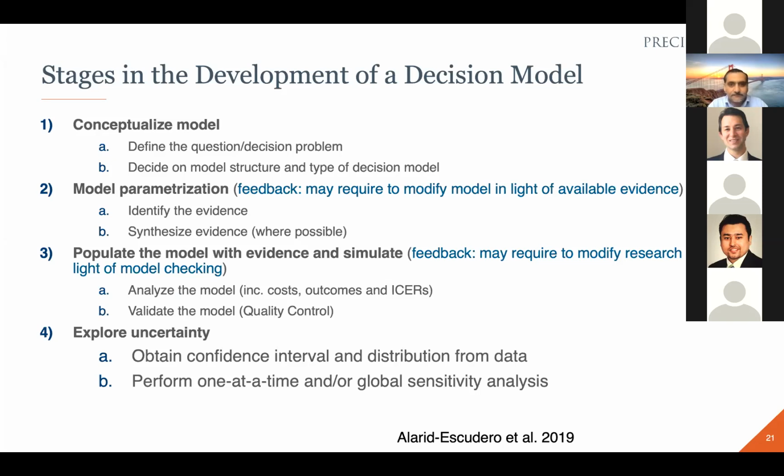Okay. Second, model parameterization: what type of evidence we have to collect, for example, to parameterize the model. Then putting everything together and calculating each arm. And then exploring uncertainty. Sometimes we are not sure of some values or model parameters. And I'll give you an example where we can go wrong.